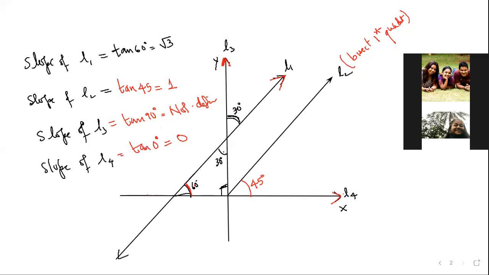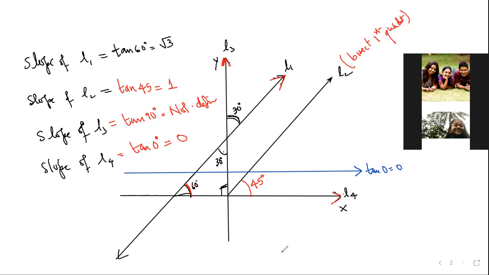Okay. Now I am drawing another line. I'll use some blue color because you will get confused if I draw further on it. I have drawn a line parallel to the x-axis. What is the slope of this line? 0. The slope of this line is tan 0, which is 0.